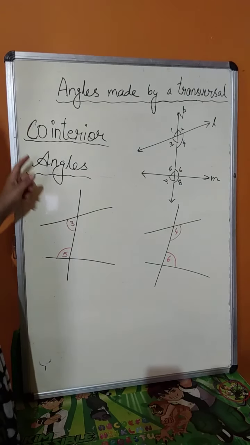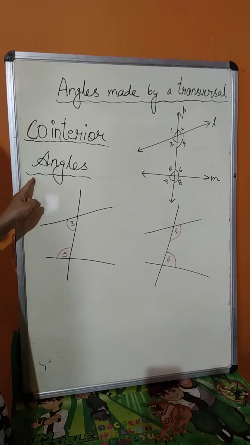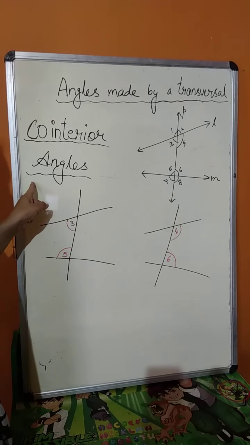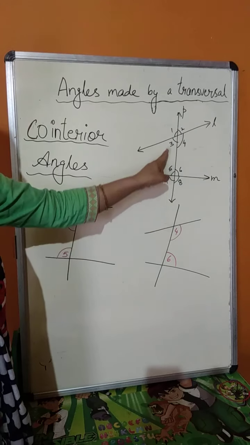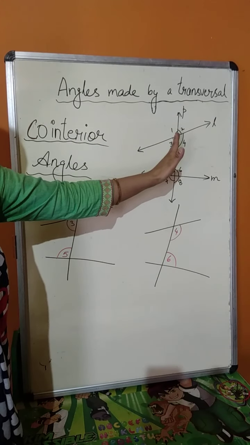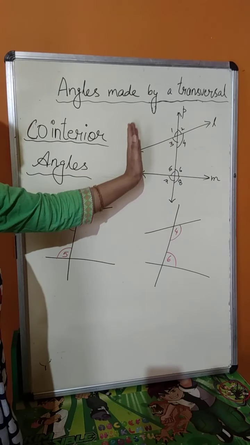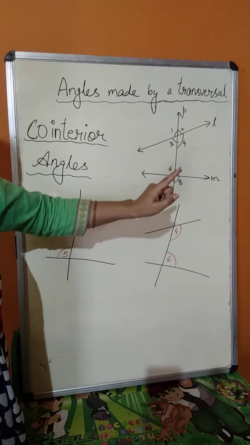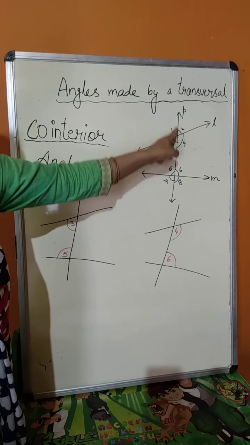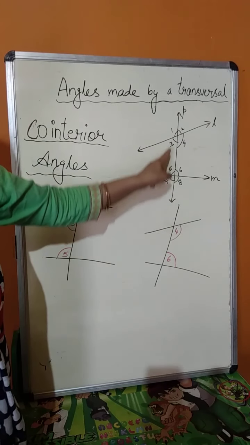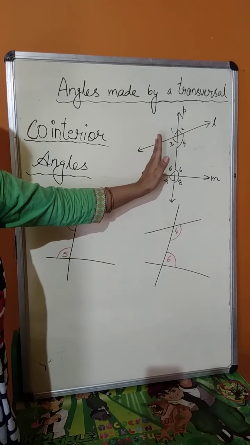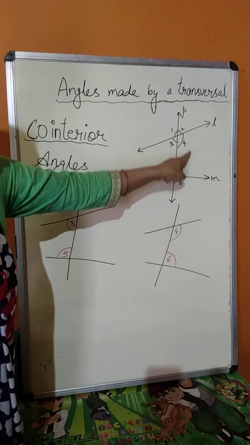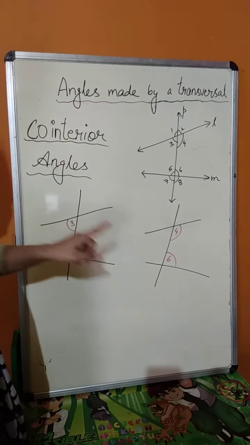Next is co-interior angles, or interior angles on the same side of the transversal. So from this figure, this is the transversal. So interior angles on the same side means on the right hand side or on the left hand side. On the same side are co-interior. Like if this is the transversal, 3 and 5 are on the same side of the transversal, and the other pair is 4 and 6.